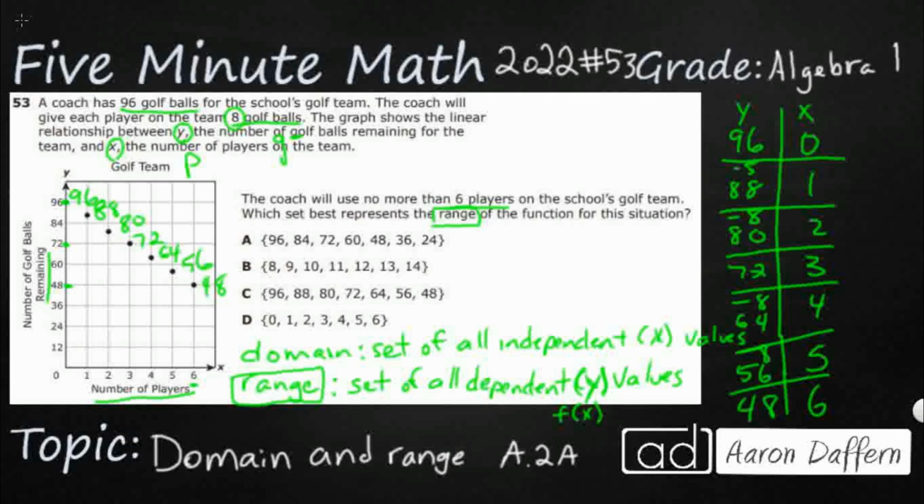So my range is this right here, not the -8s, but the actual numbers. They start with the highest number first, that 96, that 88, 80. So it's going to be the C. This is discrete data because it's whole counting numbers.